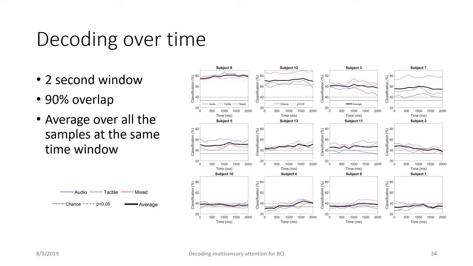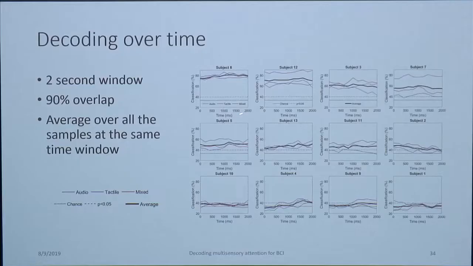I also wondered if the subjects are really paying attention throughout the whole trial, because we have a 4-second task. So I want to eliminate the possibility that some subjects may lose attention over time. Here is the result, showing the average of all the samples at the same time window that I use. Basically, I did decoding at each time point, averaged all the samples from that time point together, and showed this trace. This is the 2-second window after the onset of the stimuli.